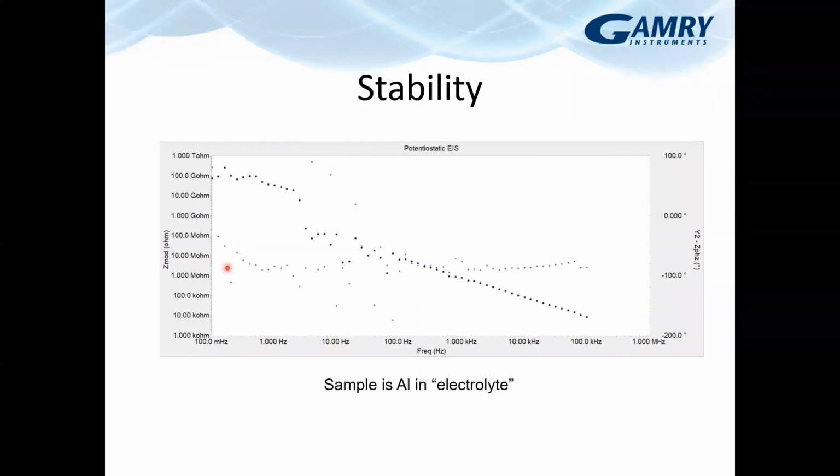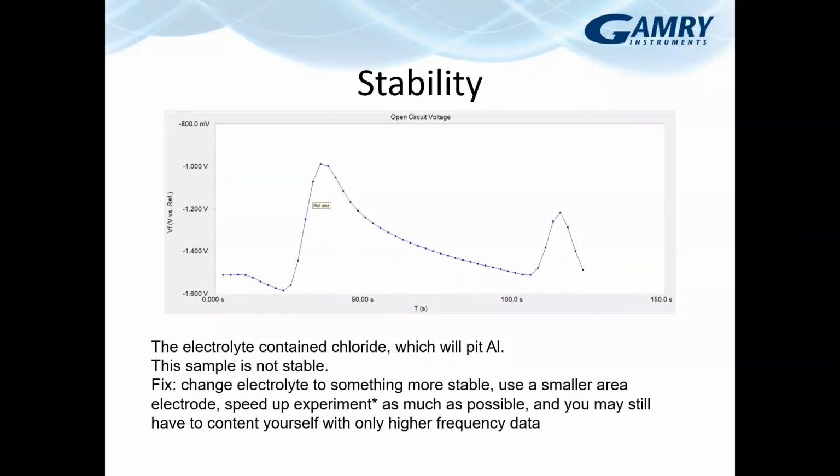This does not look good. And why it doesn't look good is because the electrolyte in this case had chloride. And what happens is chloride is a notorious pitting agent for a lot of things, but definitely for aluminum.